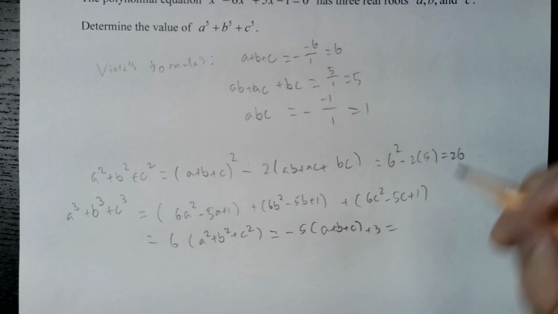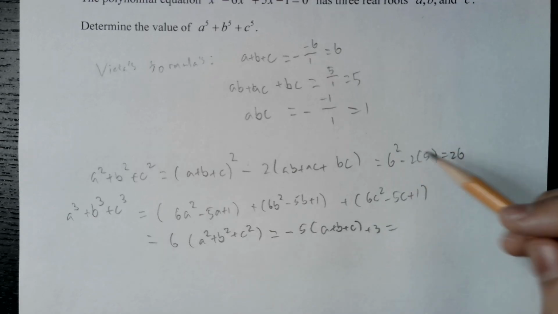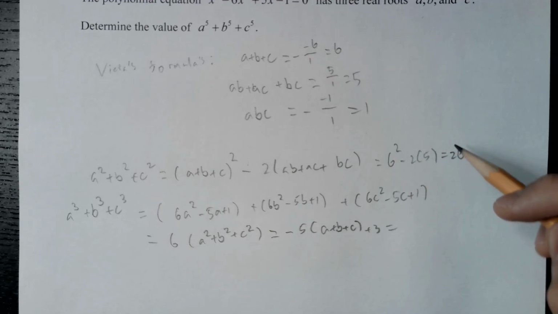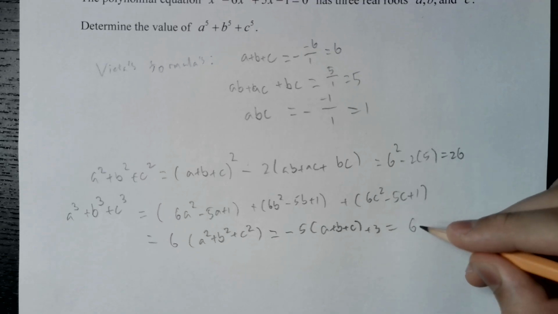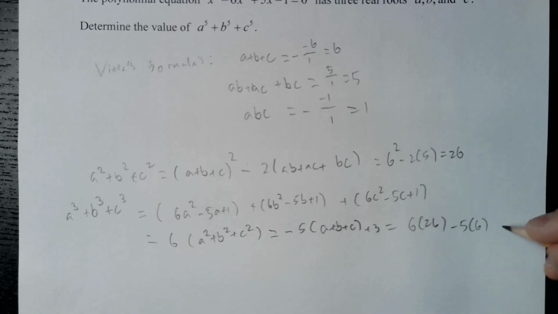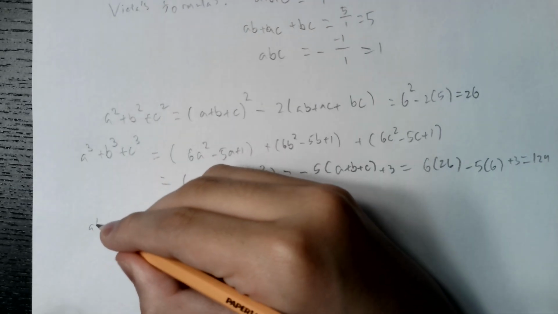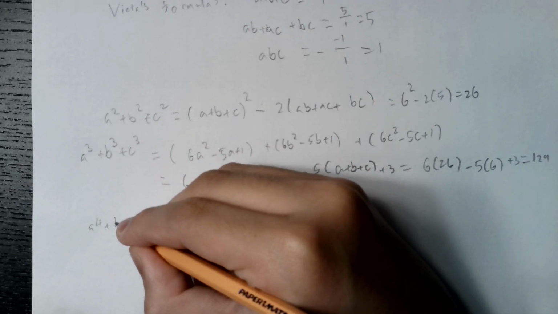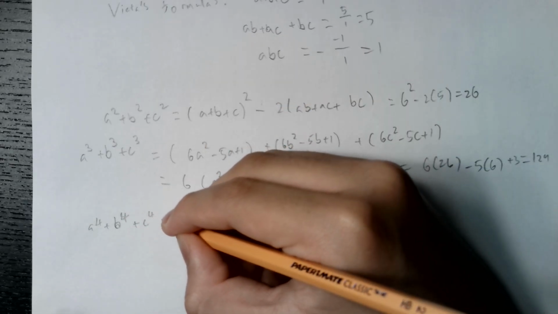And this is going to be equal to, since we know what a squared plus b squared plus c squared is from what I said before, it's going to be equal to 26. We're just going to plug this into here, and then we receive 6 times 26 minus 5 times 6 plus 3, and this is going to be equal to 129. So now let's solve for a to the power 4 plus b to the power 4 plus c to the power 4.